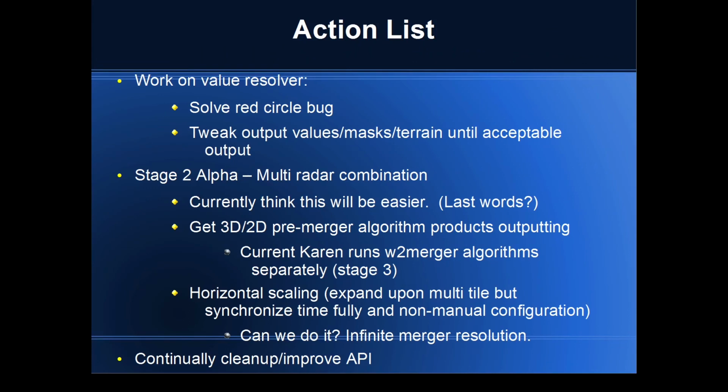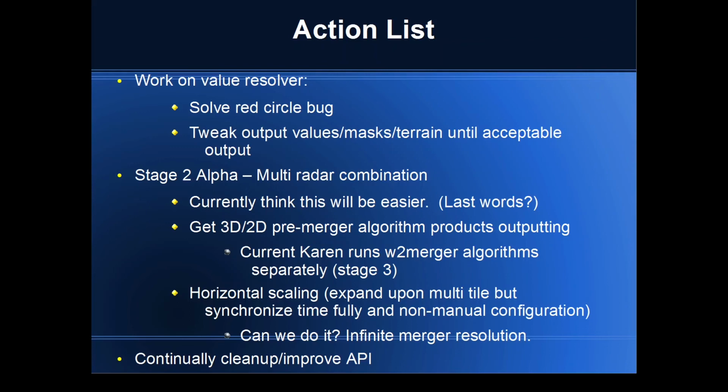So now the action list: what will the next stage of work be? The next stage of work will be on the value resolver. Hopefully we'll get rid of the red circle bug, if it is one, or determine exactly what is going on with that. The other plugins can also be tweaked and improved upon.